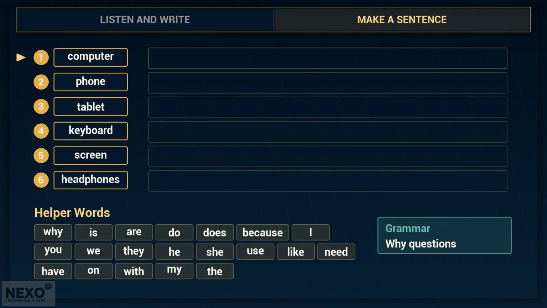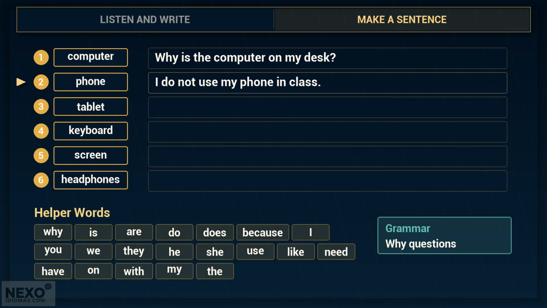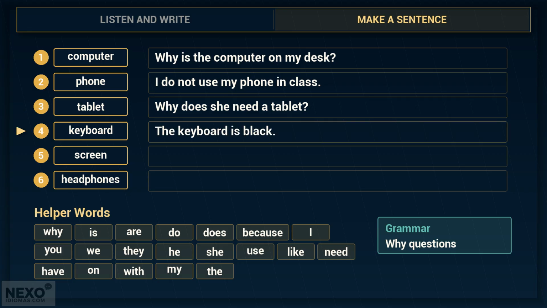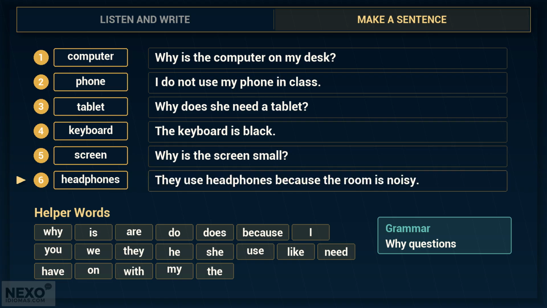Computer. Why is the computer on my desk? Phone. I do not use my phone in class. Tablet. Why does she need a tablet? Keyboard. The keyboard is black. Why is the screen small? Headphones. They use headphones because the room is noisy.